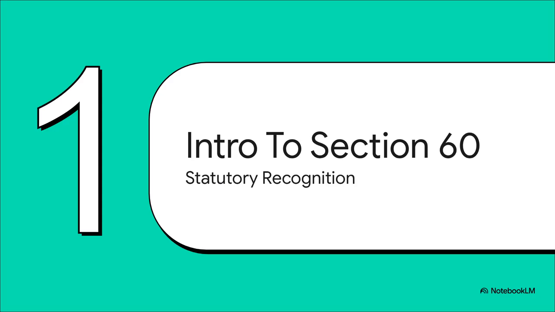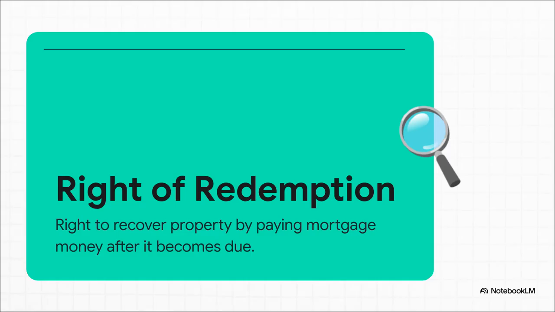All right, heading number 1, Introduction to Section 60. Right of redemption, the right of the mortgagor to recover his property by paying the mortgage money after it becomes due. Section 60, Transfer of Property Act 1882. Now listen carefully. When you begin your formal answer, you must clearly and immediately establish the statutory recognition of this right. You do not start with vague definitions, right? You start with the bare act.